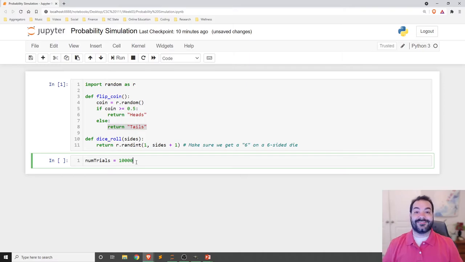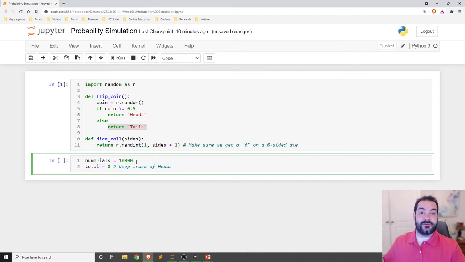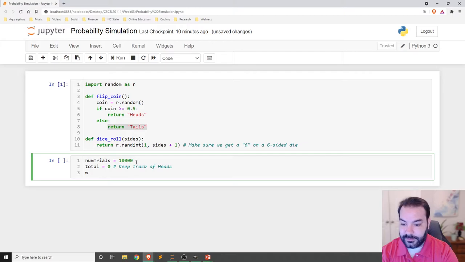let's say I want to run 10,000 trials. I want to flip that coin 10,000 times. And then I'm going to also call something total or successful trials or something like that. But basically, this is going to keep track of heads. Every time we roll a head, we've successfully added to our total number of corrects, and we can do a comparison of that.